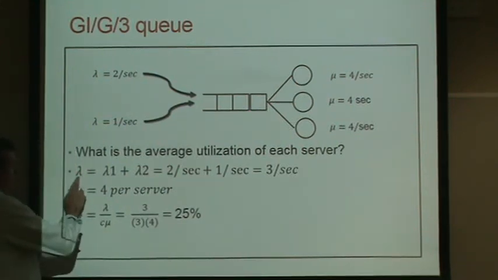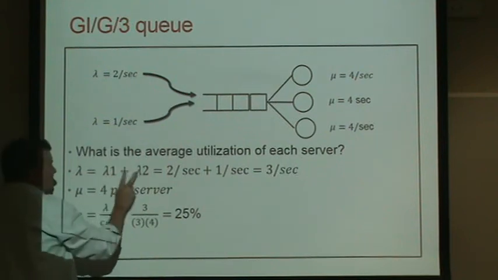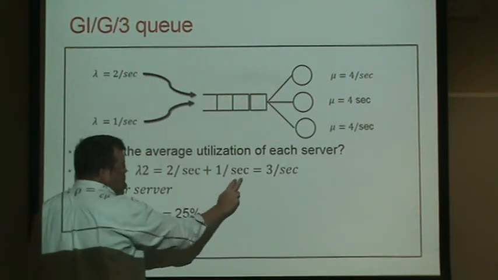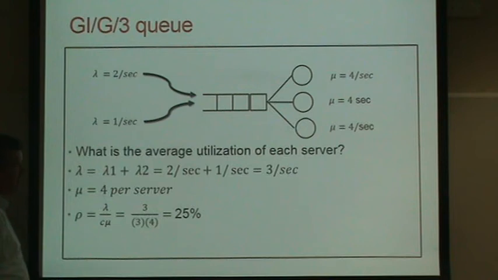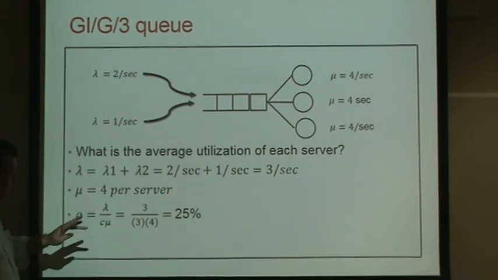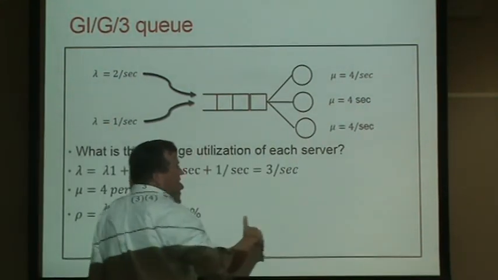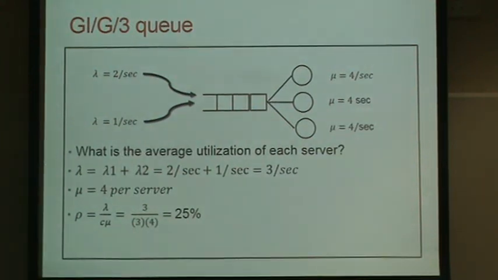So the input rate, lambda, is lambda 1. I probably should have called this lambda 1 and lambda 2. Lambda 1 plus lambda 2, which is 2 per second plus 1 per second, so it's really 3 per second. 3 customers are showing up to the system per second. The individual mu's are 4 per second, but we have 3 of them. So when all 3 servers are being used, the server system can serve 12 customers per second, right?